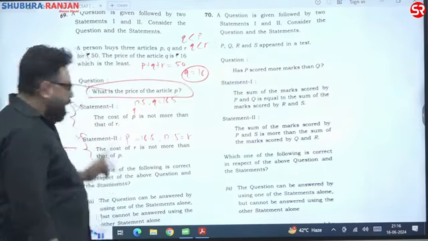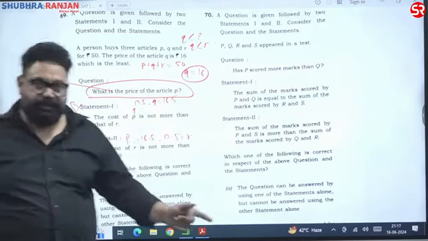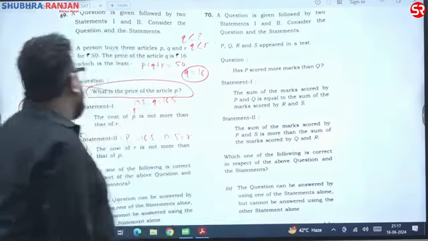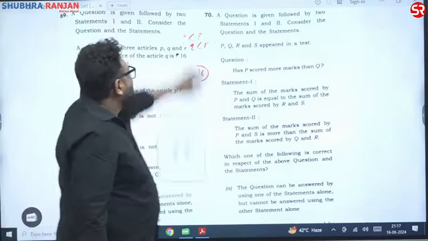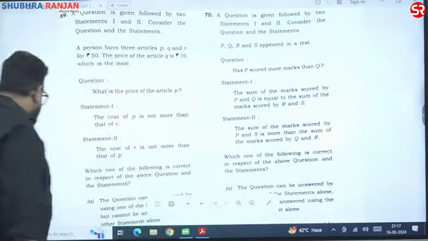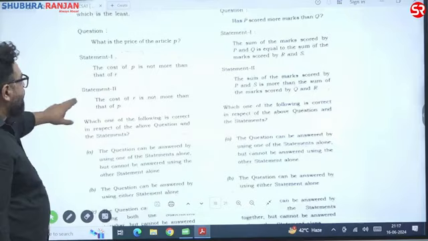So your answer is 3. When you combine together, you get an answer, isn't it? So definitely your answer comes out to be the combination, right? So let's see the next one, guys.